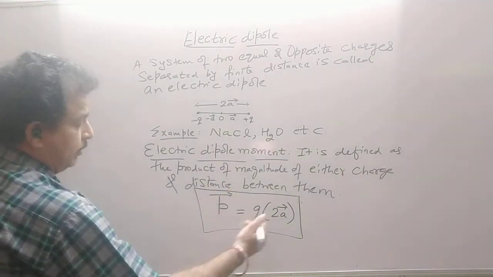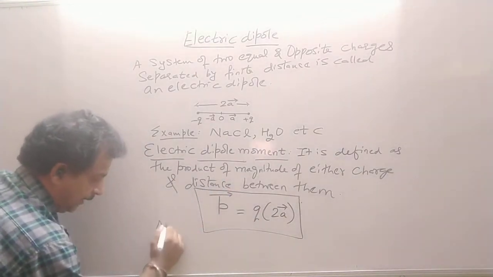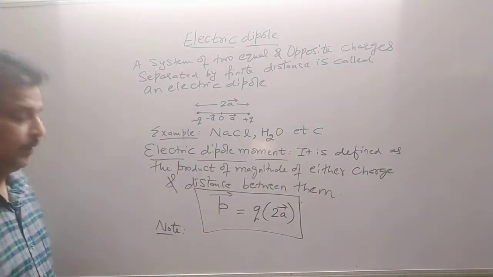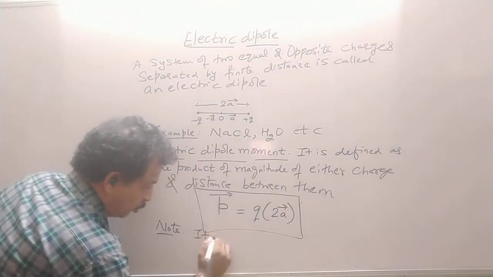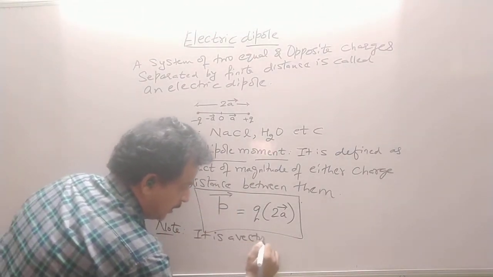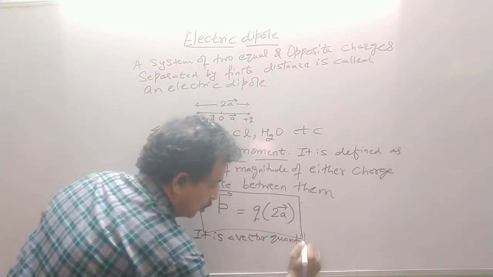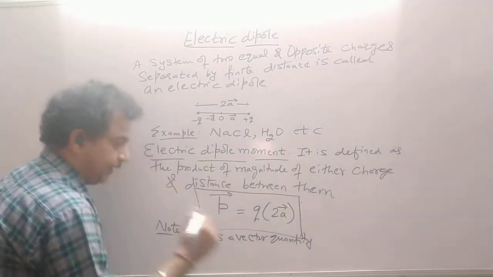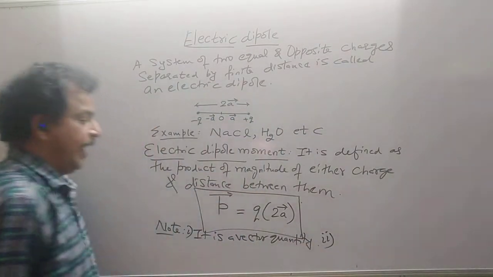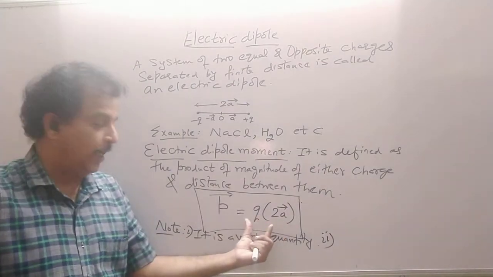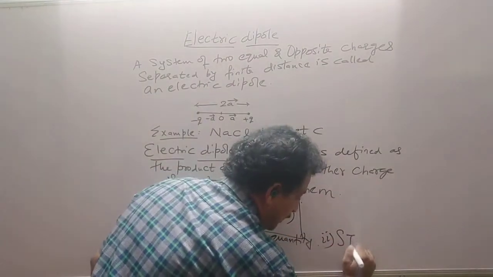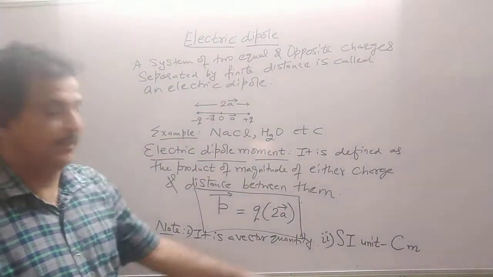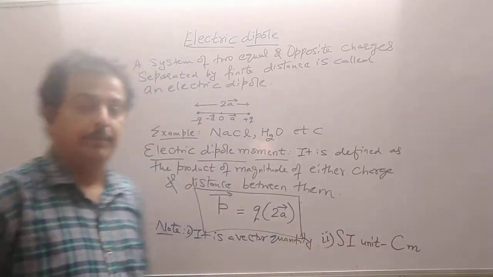Now we write a note, or we remember certain things about the electric dipole moment. Number one, it is a vector quantity. So electric dipole moment is a vector quantity. Second, SI unit. It is a product of the charge and the distance. So the SI unit is coulomb meter, where C is capital and m is small.